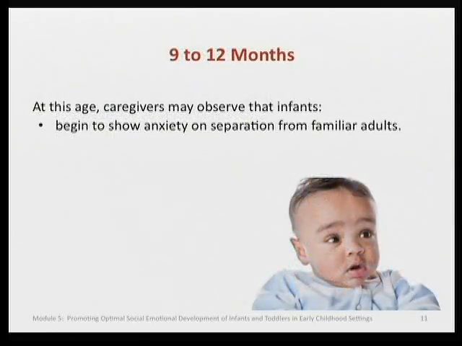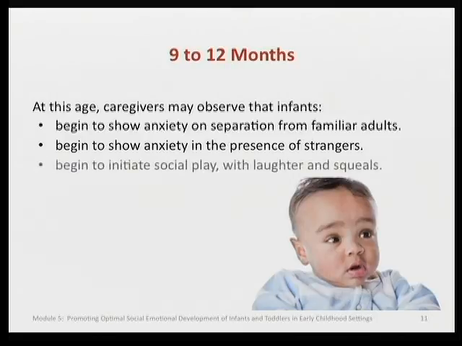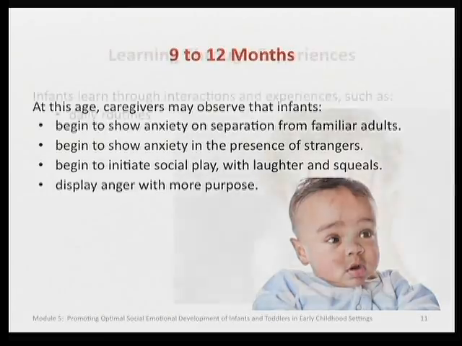Older infants are more mobile and better able to communicate their wants and needs through actions, such as crawling and reaching for people and objects they desire. They show more definite responses to specific situations. For example, they may show anxiety on separation from familiar adults or in the presence of strangers. They begin to initiate social play with laughter and squeals. They also display anger with more purpose.